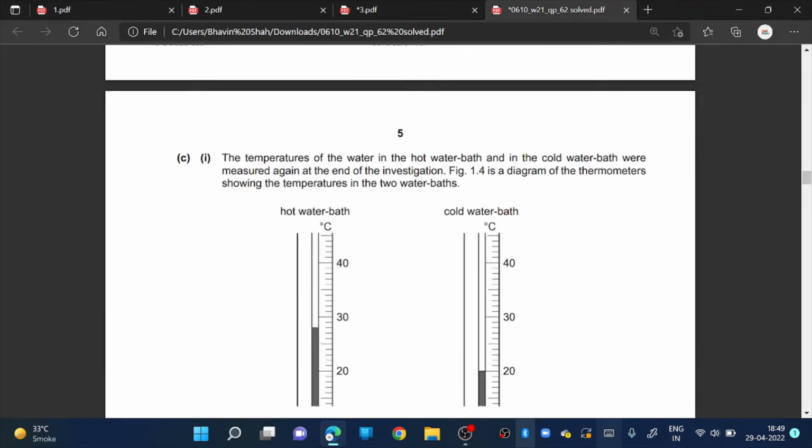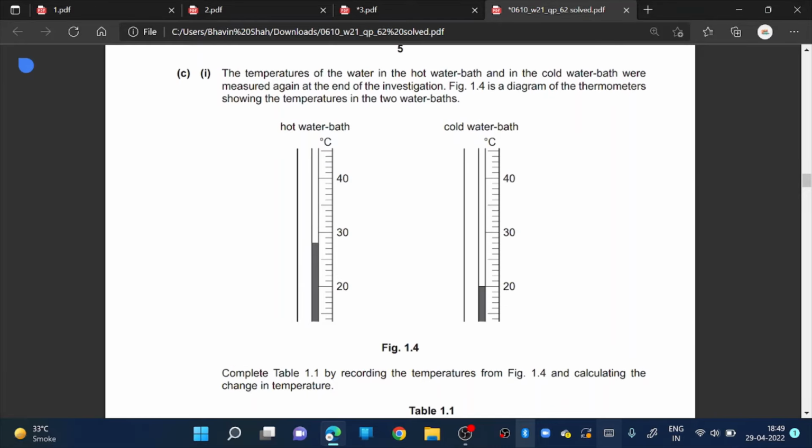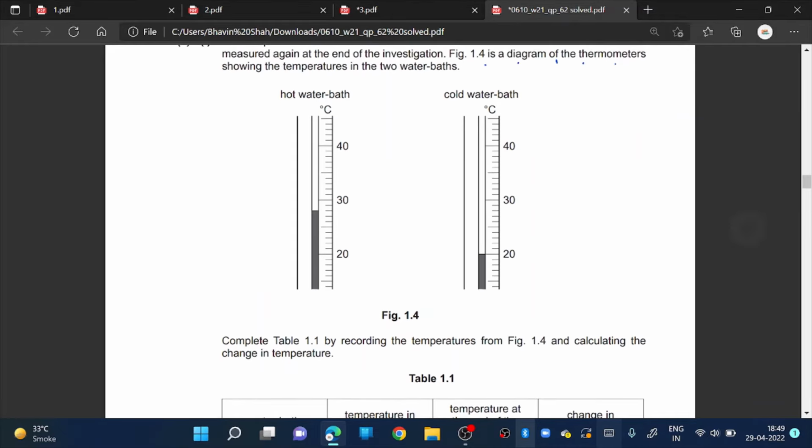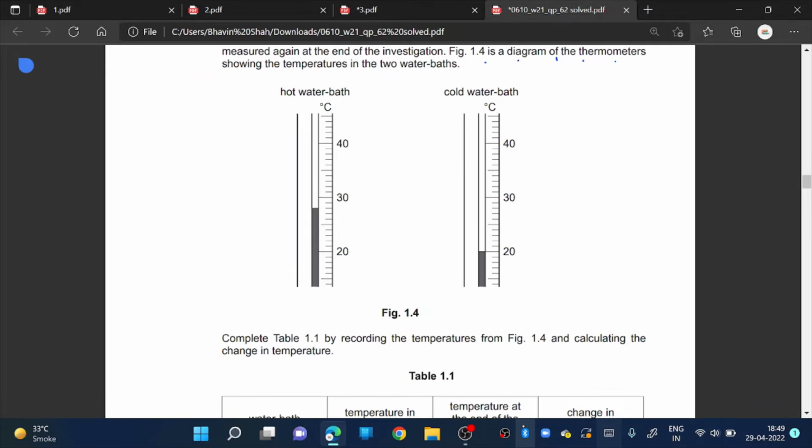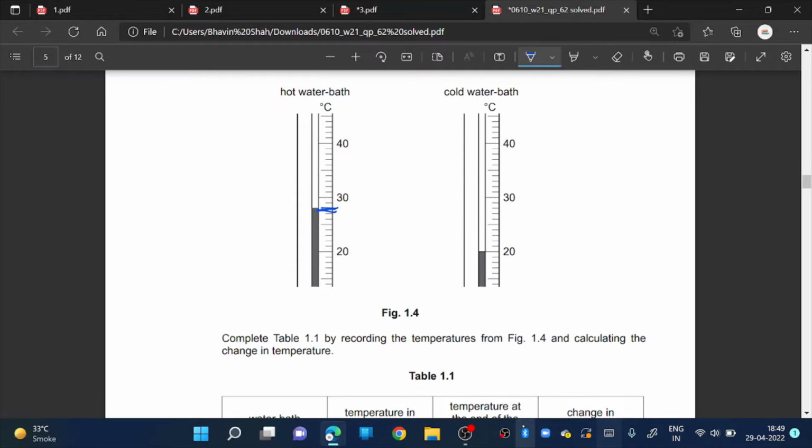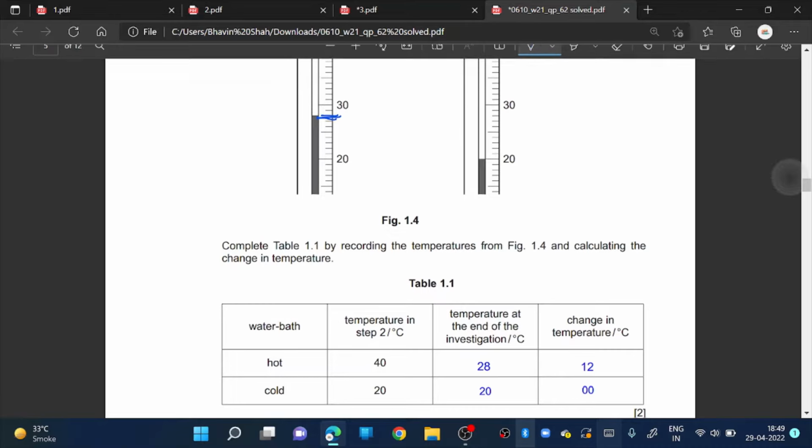Further we are moving. The temperature of the water in the hot water bath and the cold water bath were measured again at the end of the investigation. Figure 1.4 is a diagram of the thermometer showing the temperature in the two water baths. We are looking at the hot water bath, which is around 28 degrees Celsius, and here we are looking at the cold water bath at 20 degrees Celsius.